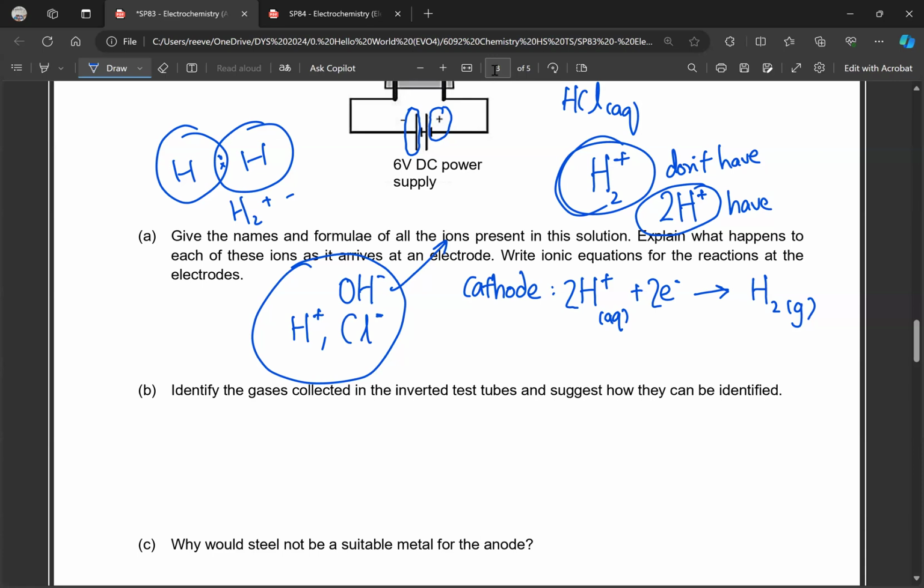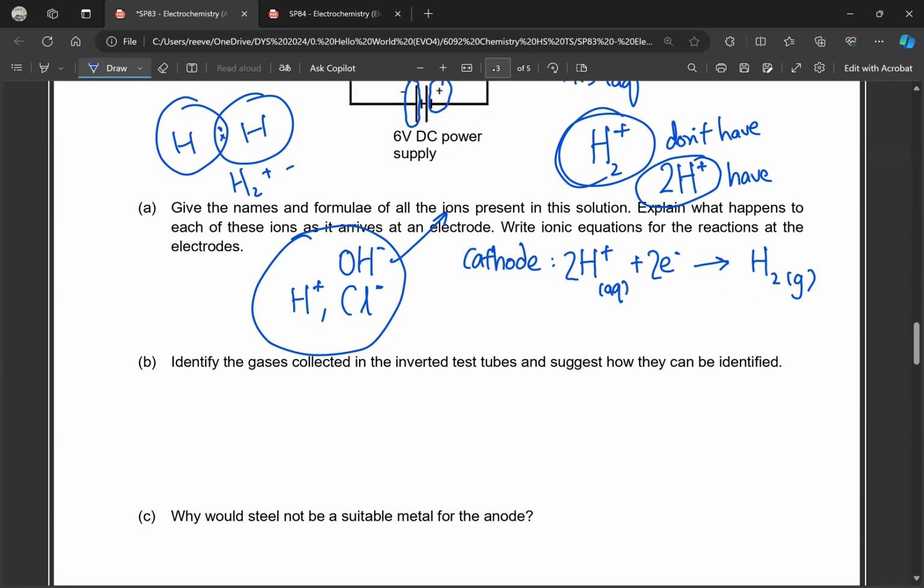Don't remember it wrongly. What else? The anode. Here I have 2 ions because of concentration, and the Cl minus will be preferentially discharged. When you discharge, the electron must come out. So I have Cl minus giving Cl plus an electron coming out. Because chlorine is diatomic, you put a 2, and chlorine is a gas, so put G. Done. Any questions?